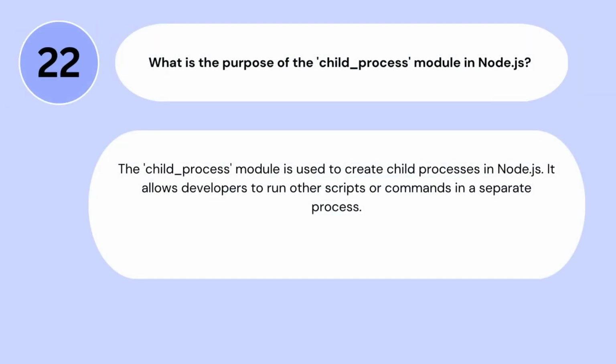What is the purpose of child process module in Node.js? The child process module is used to create child processes in Node.js. It allows developers to run other scripts or commands in a separate process.